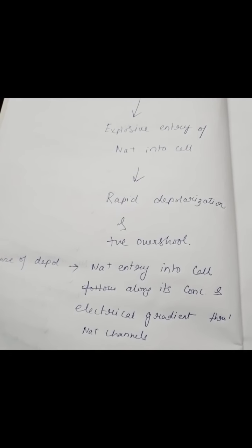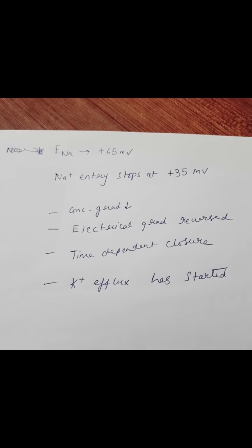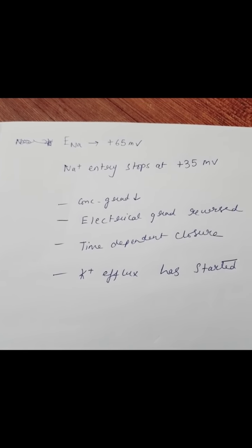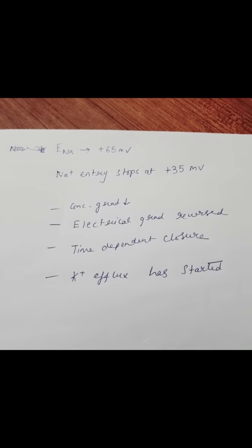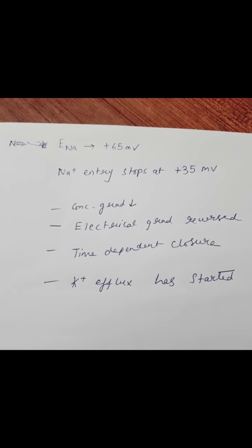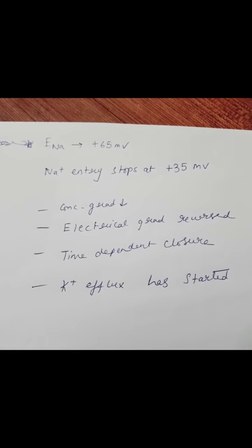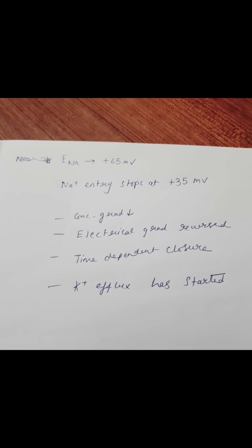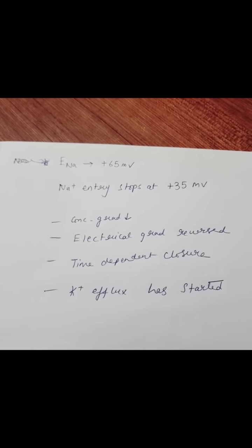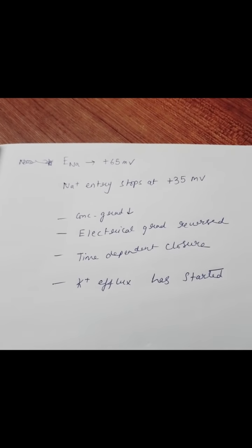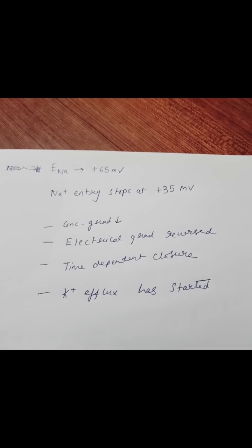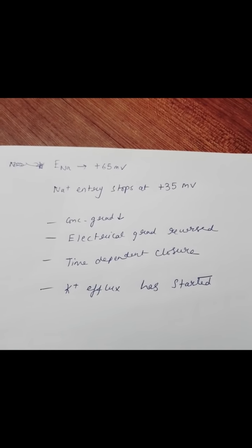rapid depolarization upstroke. Now another thing of consideration is that the Nernst potential of sodium is plus 65 millivolt. So that should mean that sodium will pull the membrane potential to plus 65. That is, the flow of sodium will stop only when the membrane potential reaches plus 65 millivolt. But by experiment we see that sodium entry stops at plus 35 millivolt.